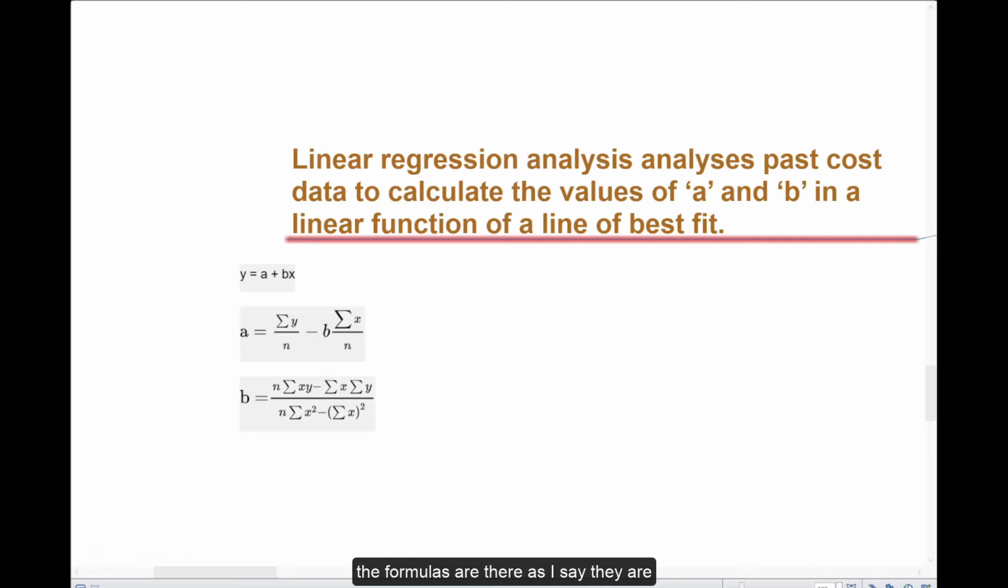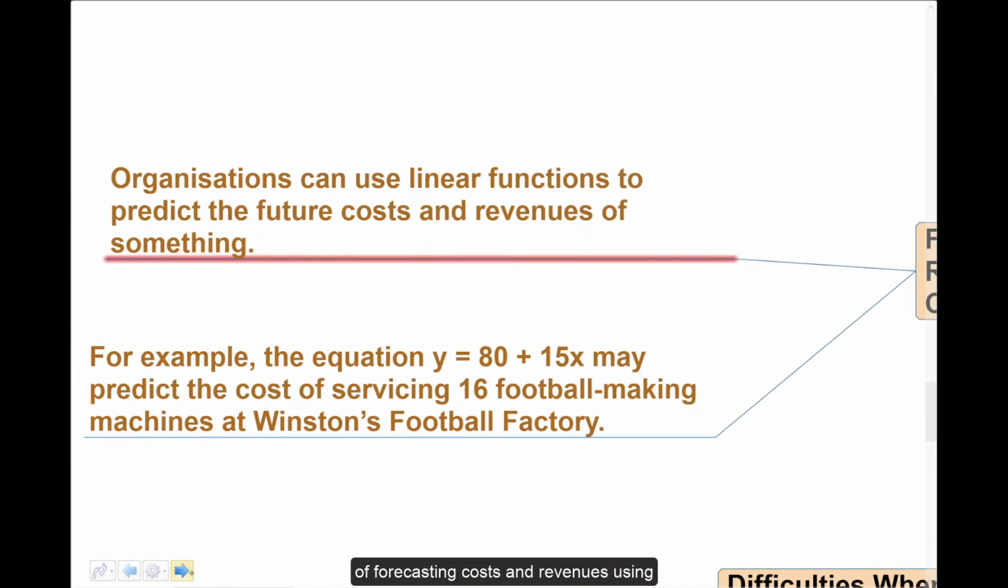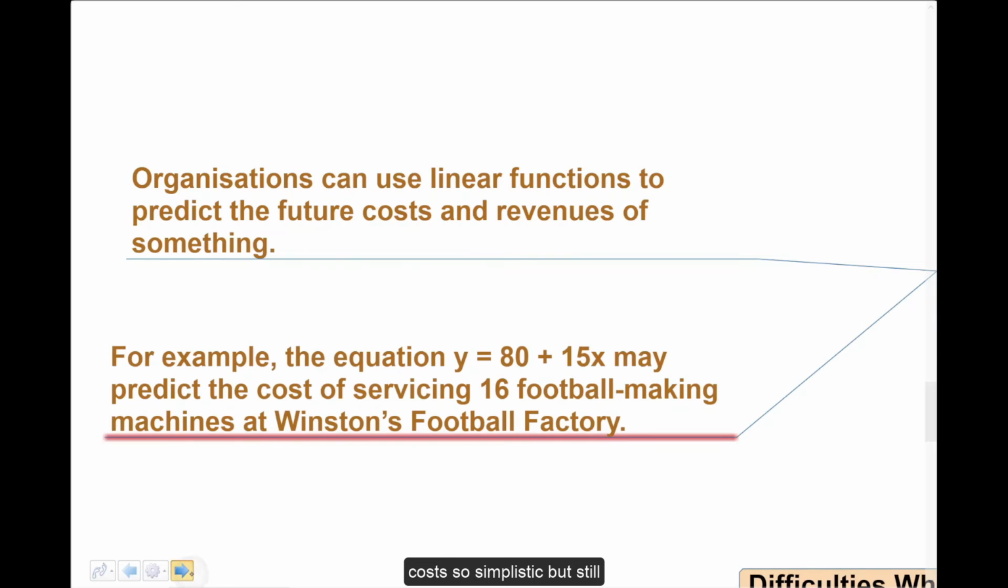Now, the formulas are there, as I say, they are in the tables in the exam. Now, in terms of forecasting costs and revenues using the formulas, certainly it would be fairly straightforward to just slot our figures in. If we've established a relationship, we simply need the formula, off we go. So you'll see the example there for Winston's football factory. We have that formula y is equal to 80 plus 15x. Bingo. We can predict the costs. So simplistic, but still useful.